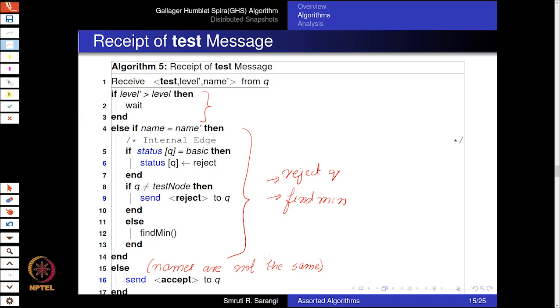if the names are not the same, then what I do is I send an accept message to Q, because there is no reason why I should not. Alright, so there is absolutely no reason why I should not, and the thing is that number one, there is no issue with the less than or equality, and furthermore it is the least weight edge between the two fragments.